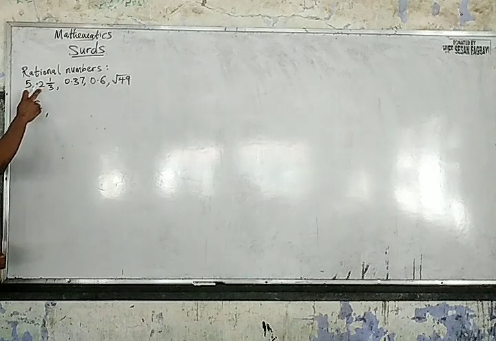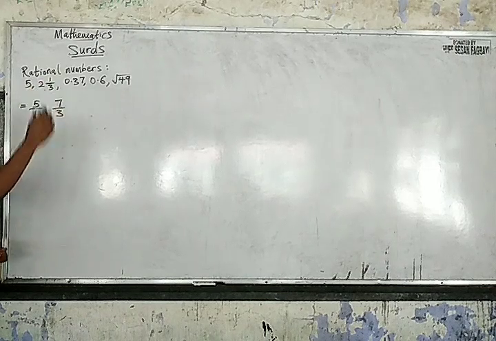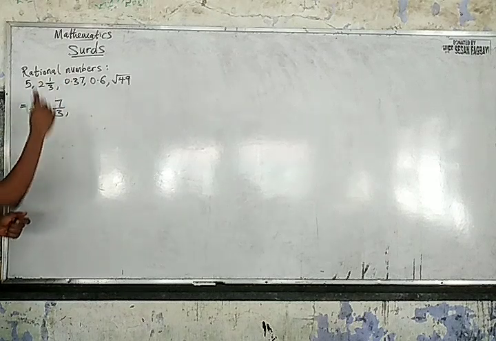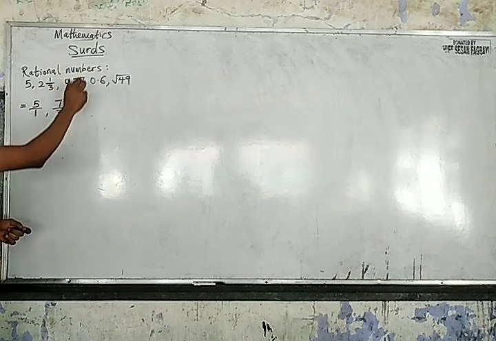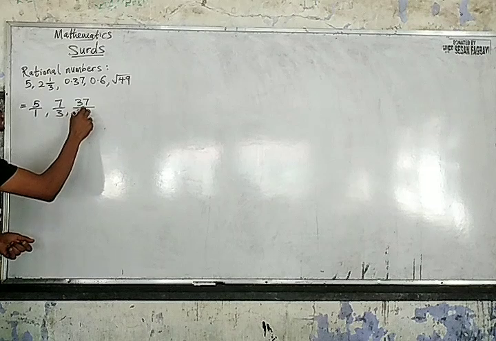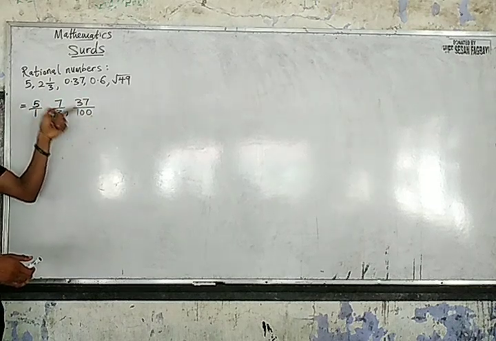3 multiplied by 2, we have 6. 6 plus 1, we have 7 over 3. So this indicates that it's a rational number. Let's look at this. This is in decimal. We convert it to fraction. We have 37 all over 100. By the time you punch your calculator, 37 over 100, it will give you 0.37.